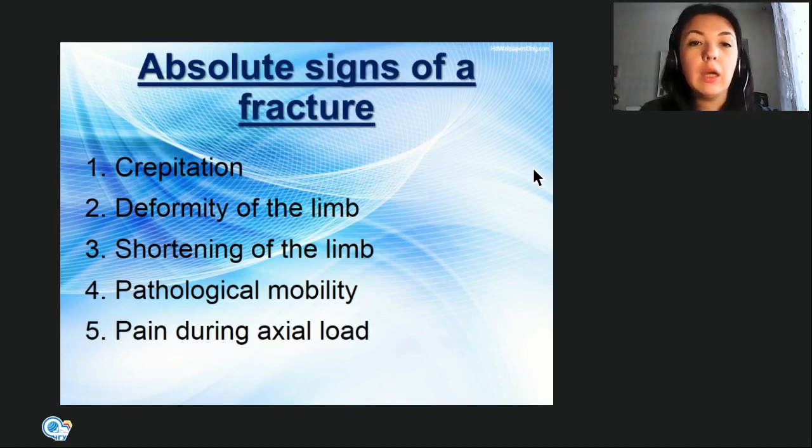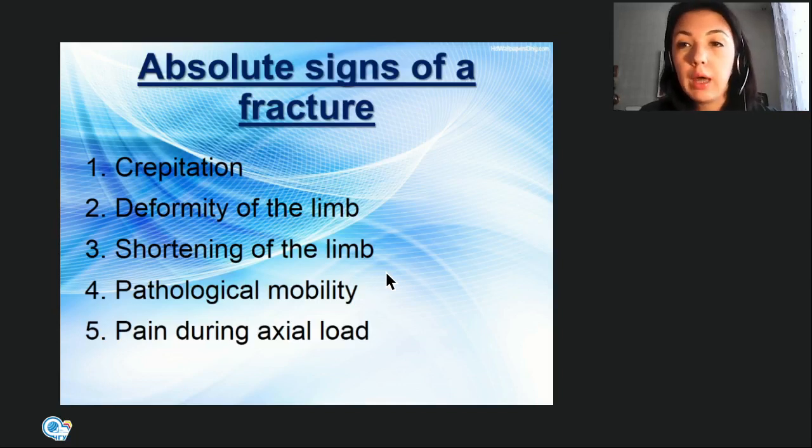Then deformity of the limb. Definitely a limb will be deformed, will change its shape, and it is also one of the signs of a fracture. Certainly, I want to mention that this is a sign of a fracture with displacement. If there is no displacement, then there will be no deformity. Then shortening of the limb, and pathological mobility. In a place where there are no joints, there is mobility. It is one of the signs of a fracture.